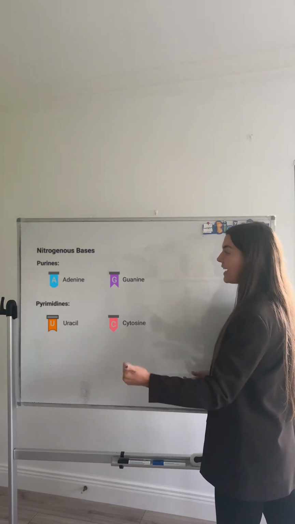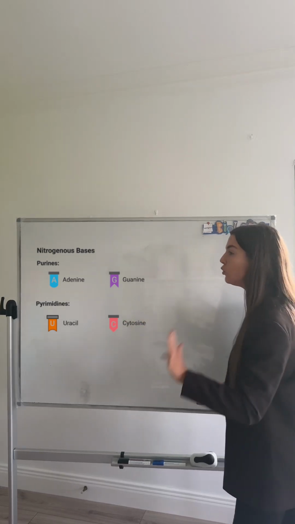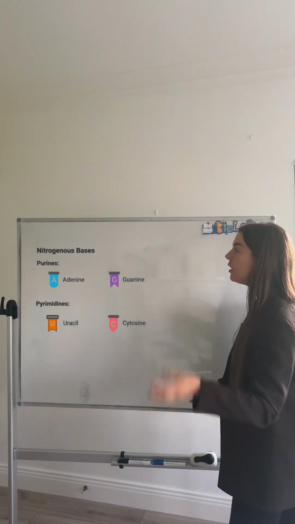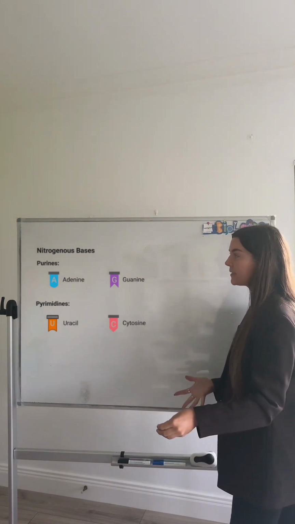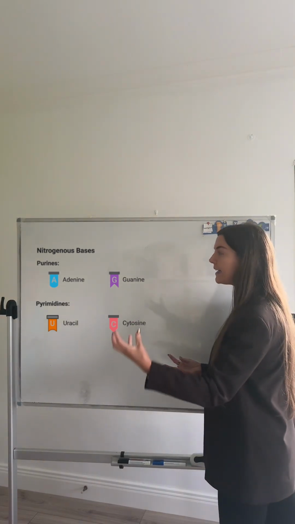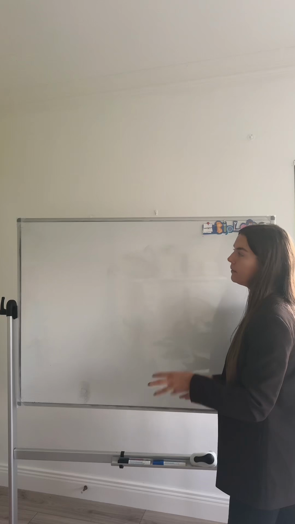RNA can have adenine, guanine, cytosine, or uracil. So remember, in DNA we had thymine. We have no thymine in RNA, we have uracil instead. So when we're doing our complementary base pairs, adenine bonds to uracil, guanine still bonds to cytosine, but A bonds with U instead.